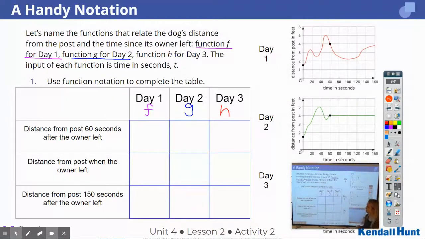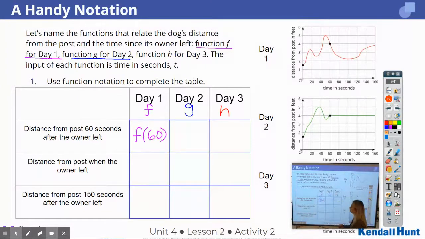So if I want to know the distance from the post 60 seconds after the owner left for day 1, instead of saying that sentence over and over for each day, I can just know that it is f of 60.